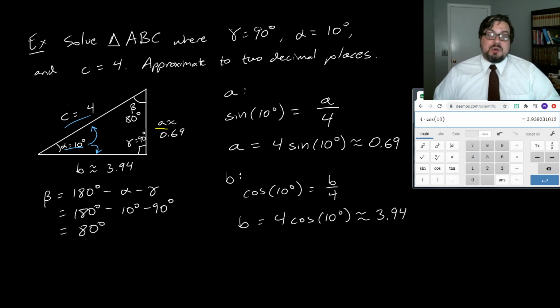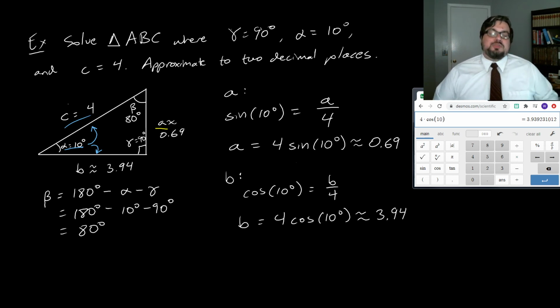Now here's where we can do, again, a sanity check. We want to make sure that all the quantities that we solve for make sense. So in particular, we can do another quick check that all of the angles inside the triangle add up to 180 degrees. And they do, so that's good. We can check that all of the legs of the triangle are shorter than the hypotenuse, and they are. 0.69 is less than 4. 3.94 is barely less than 4, but it is less than 4, so that's fine.